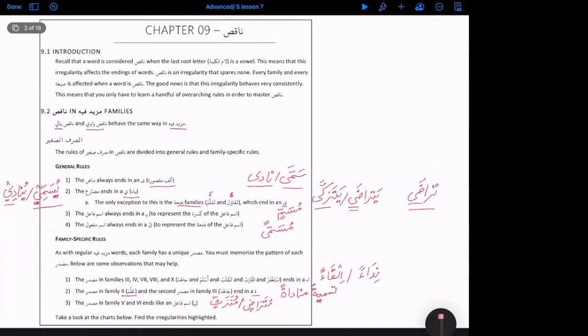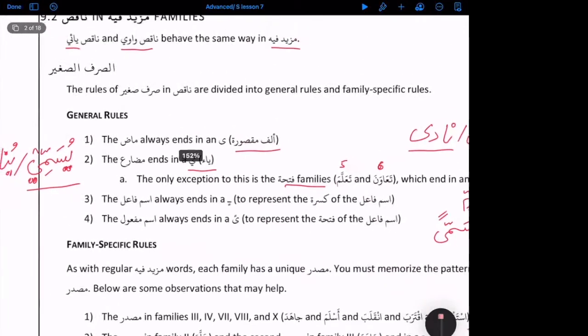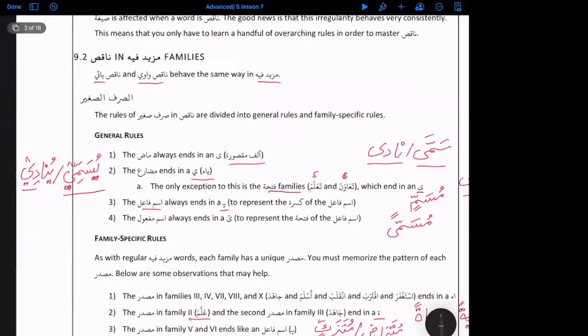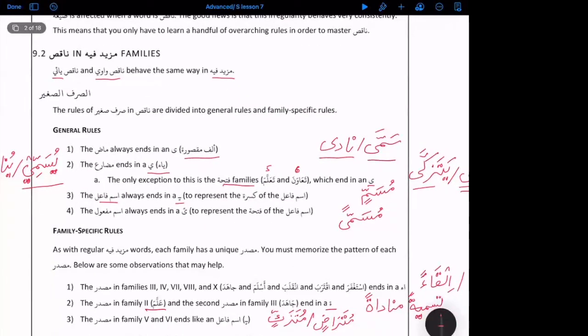Then Ism Fa'il always ends on Kasratain. Why? Because for Ism Fa'il we need a kasra, right? Take the Allama family, Ism Fa'il would be Mu'allimun, right? The middle root letter takes kasra. But over here, because of the weak letter, that is going to be dropped. And to show that this is Ism Fa'il, we are going to put 2 kasras on the second root letter, which will make it Samma, and Ism Fa'il will be Musammin, right? Musammin. And Ism Maf'ul would be Musamman.